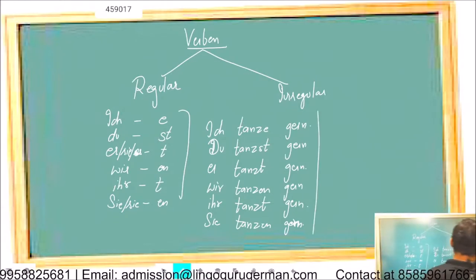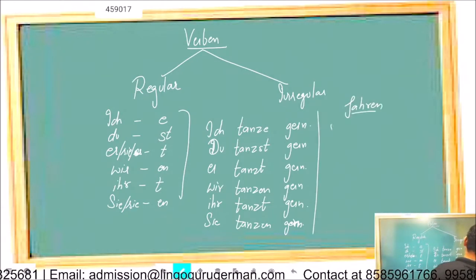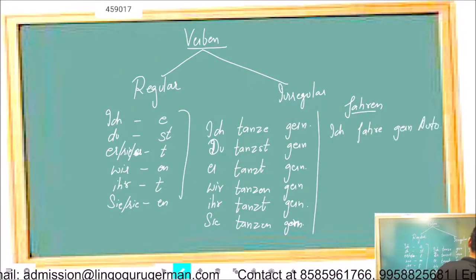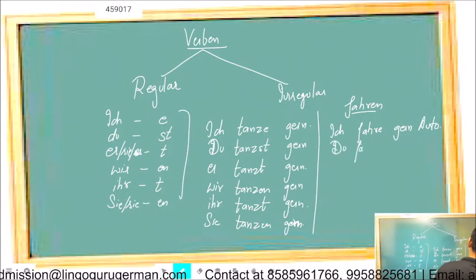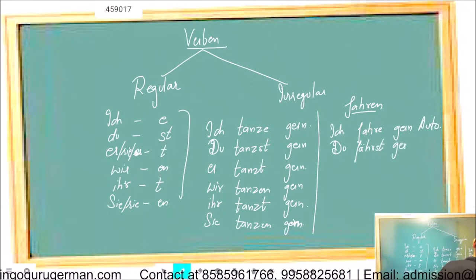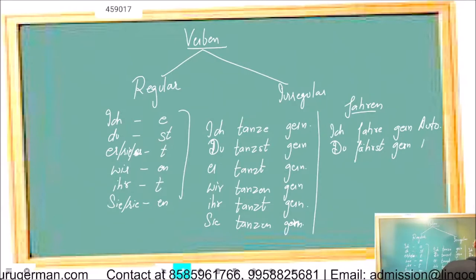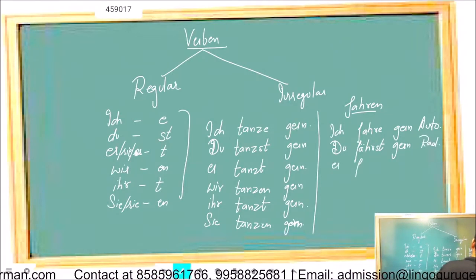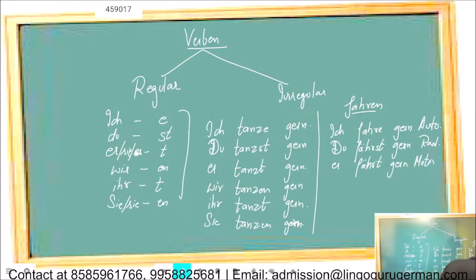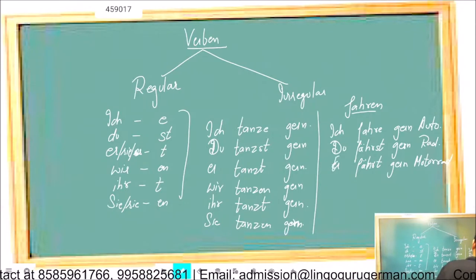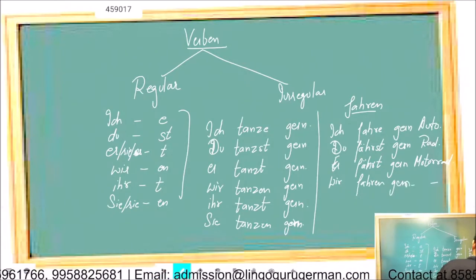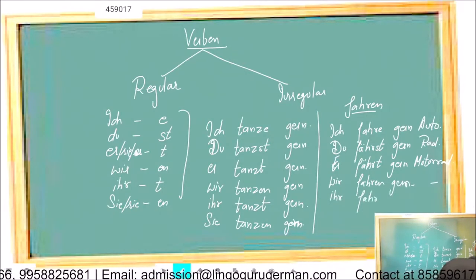Irregular verb, let's take an example. We have a verb fahren. Ich fahre gern Auto. Du fährst gern Rad. Er, sie, es fährt gern Motorrad. Wir fahren gern. Ihr fahrt gern.